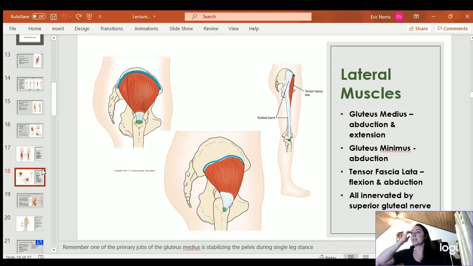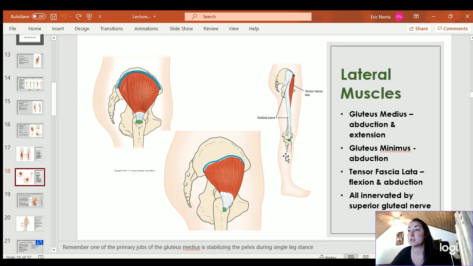Okay, so our lateral muscles of the hip, we have gluteus medius, my favorite. It abducts and extends. We typically strengthen it in that middle portion between abduction and extension, about a 45-degree angle. And you know that its primary job is to stabilize the pelvis, especially during single leg stance. It is a primary stabilizer, but when you're using it as a mobilizer, it abducts and extends.